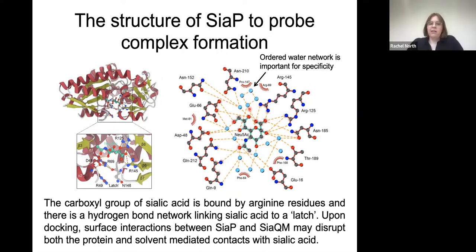So we hypothesized that upon docking of the SciP to the SciQM, there are surface interactions between both of these proteins that may disrupt both the protein and the solvent-mediated contacts with sialic acid to then allow the transitions required and the sialic acid to be given to the transporter for import.